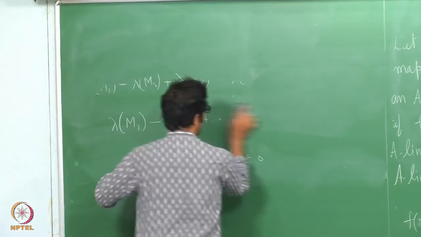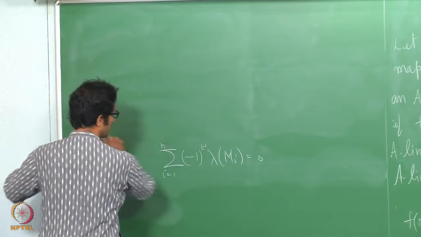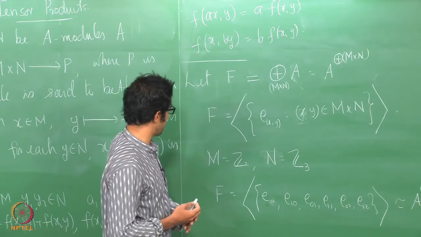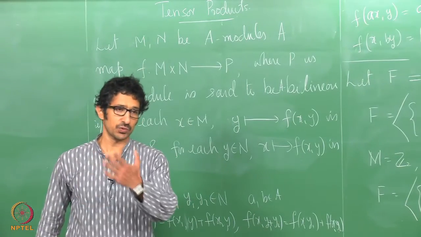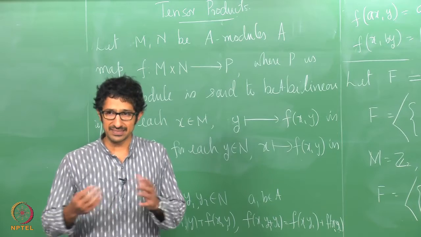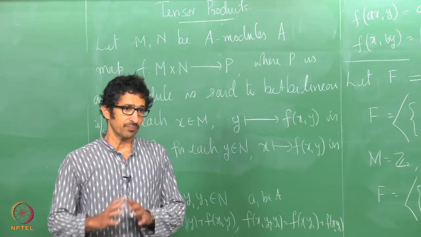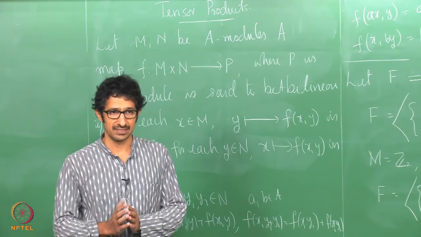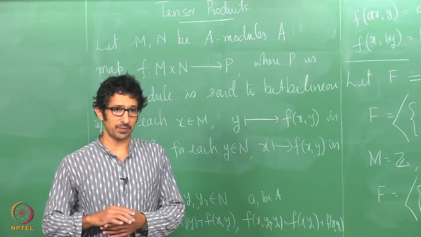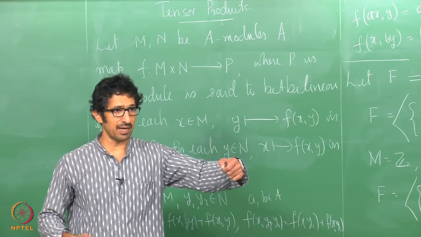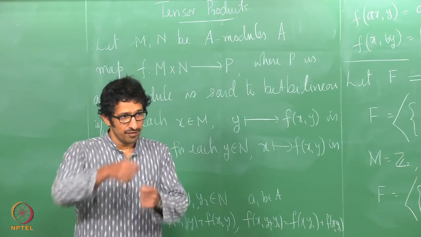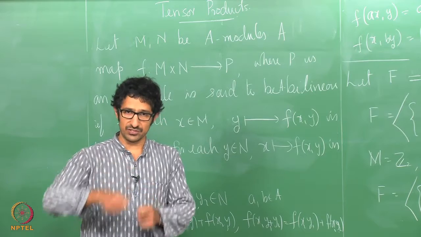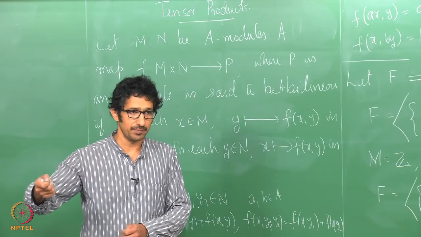Now my aim is to say that every bilinear map from M cross N to a module P factors through M tensor N. M tensor N is the unique object with the universal mapping property that every bilinear map from M cross N to an A module P factors through, or extends to, a map from M tensor N to P.